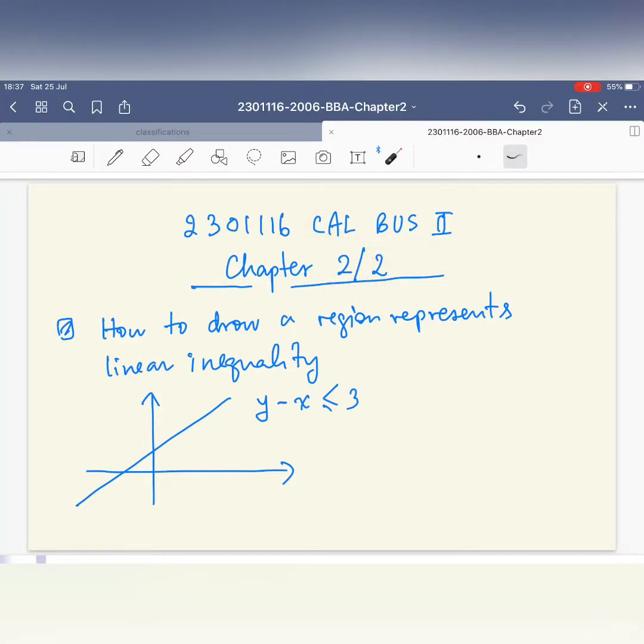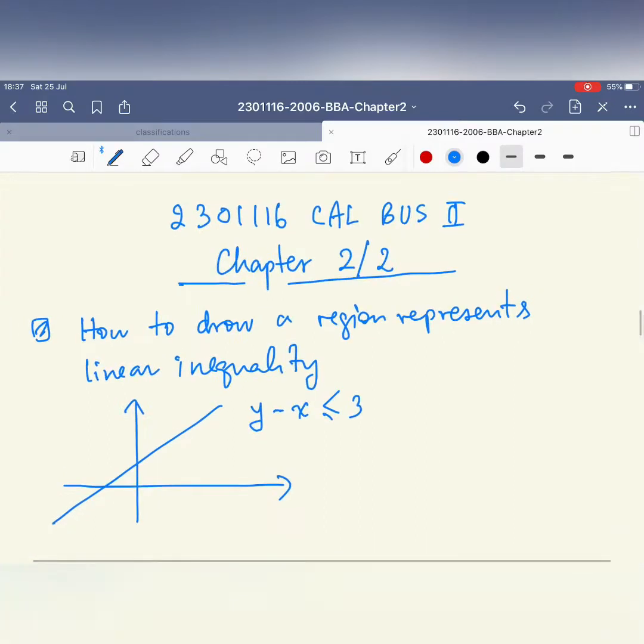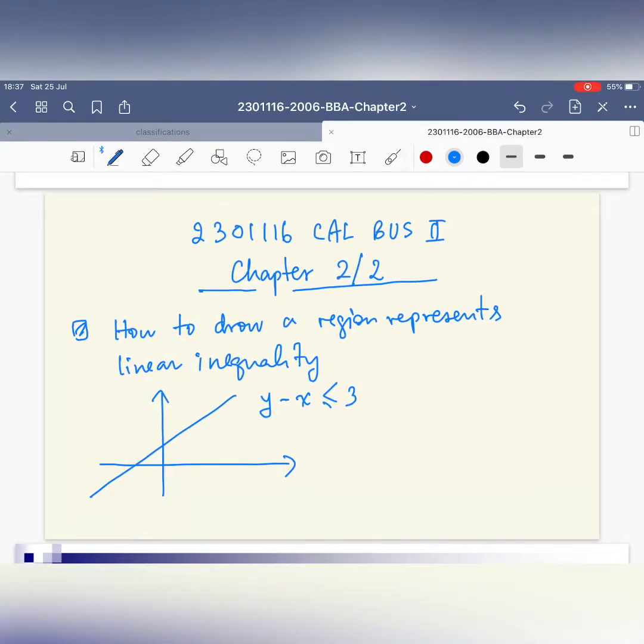Okay, previously we learned how to draw a region representing a linear inequality. For example, for this linear inequality, if x is 0, y is 3, so this is the y-intercept. If y is 0, x is -3, so here's the x-intercept. So you have this straight line, which is actually the line for y minus x equals 3.